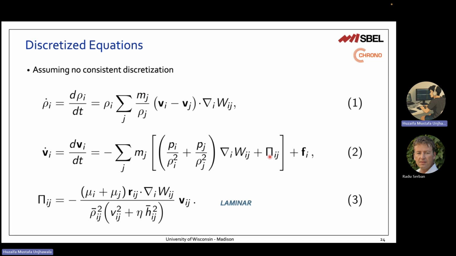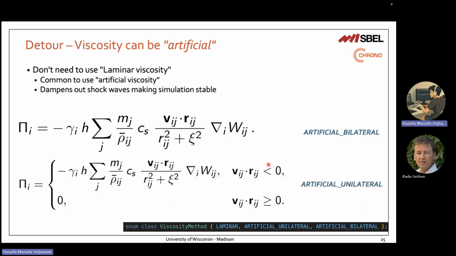And this pi I've replaced. This is the viscosity term, if you remember. And this is like a laminar implementation of viscosity, like how you would do it if you just discretize the Laplacian. Okay, so based on that, the viscosity can actually be artificial, and this is what is commonly also used in SPH, because the laminar viscosity is not very stable, as in the viscosity for fluid is very low, and so there's no good way to dissipate energy, and that makes the simulation unstable.